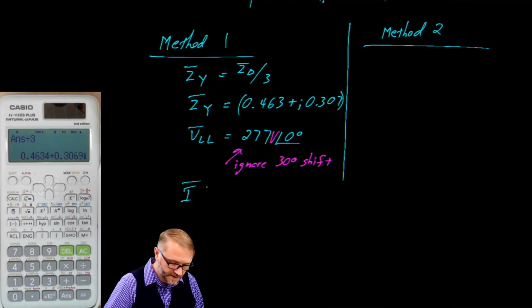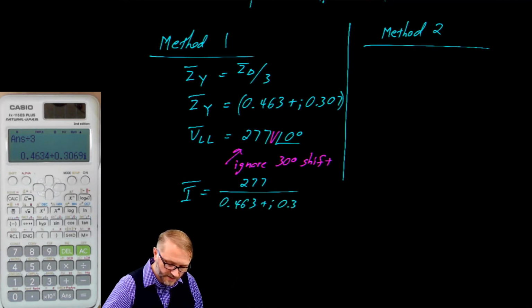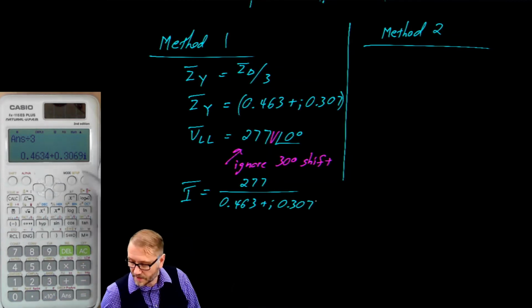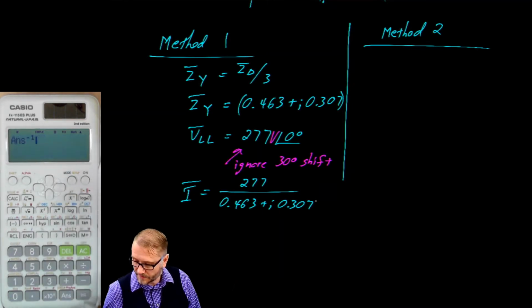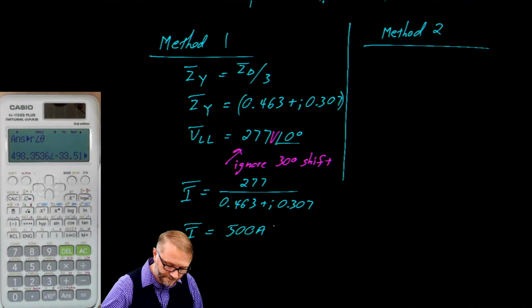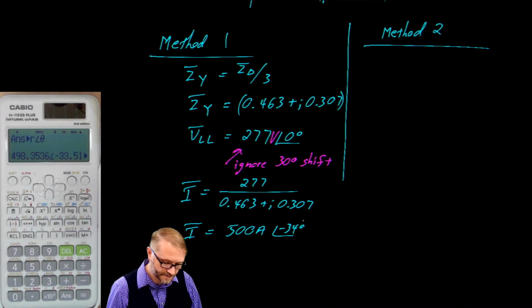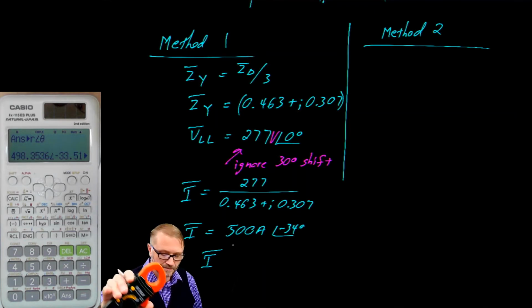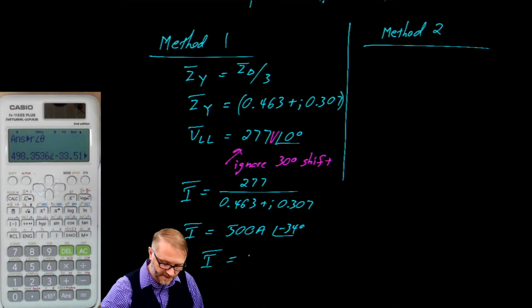From there, the current can be calculated with Ohm's law. So 277 divided by 0.463 plus j 0.307. Being as current is already queued up, we're going to divide by 277, and then we'll invert the result, giving us a total current of about 500 amps at a phase angle of negative 34 degrees. Which means if you were to hang a current meter on the circuit, such as this one here, you would expect to read 500 amps.